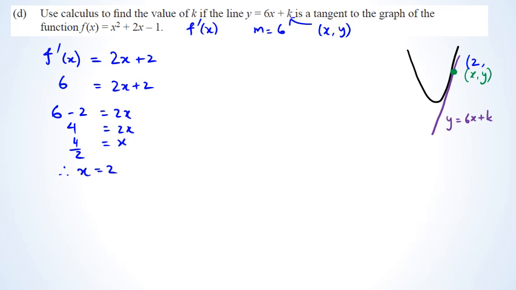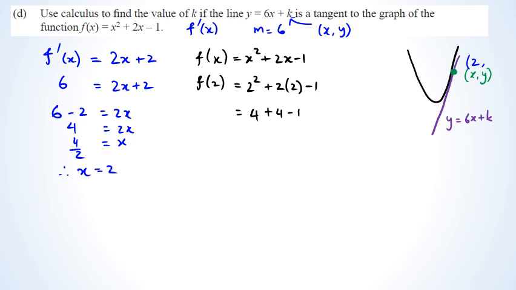I need to figure out what the y value is, and to do that I can substitute it into the black parabola. Now remember the black parabola's equation is f of x is x squared plus 2x minus 1. So I'm trying to figure out what f of 2 is. So that means this is going to be 2 squared plus 2 times 2 minus 1, which equals 4 plus 4 minus 1, which is equal to 7. Now this 7 right here is the y coordinate of the green point.